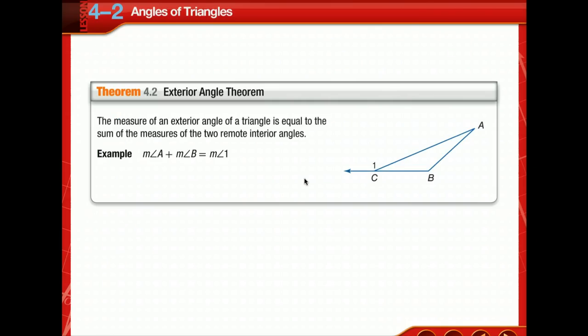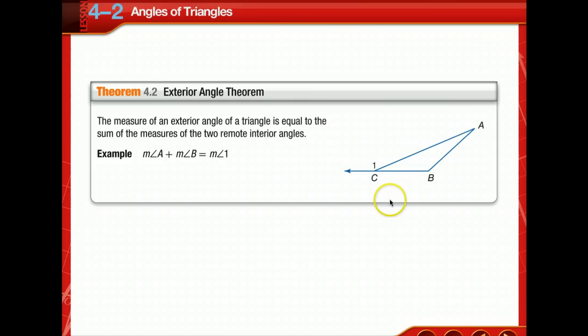Now we're going to discuss the exterior angle theorem. So in addition to its 3 interior angles, a triangle can have an exterior angle formed by one side of the triangle and the extension of an adjacent side. So what they're talking about is this right here. This side is extended on. So there, angle 1 is called an exterior angle. It's on the outside of the triangle.